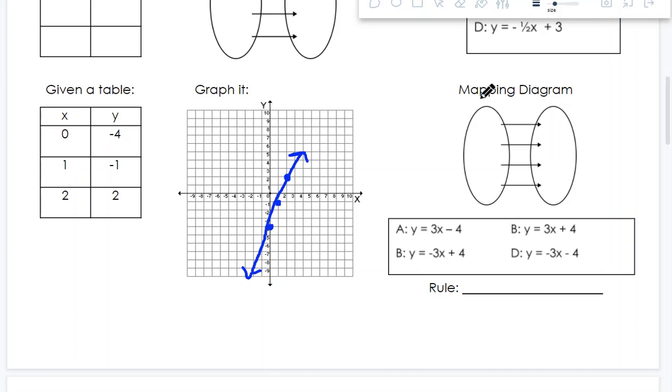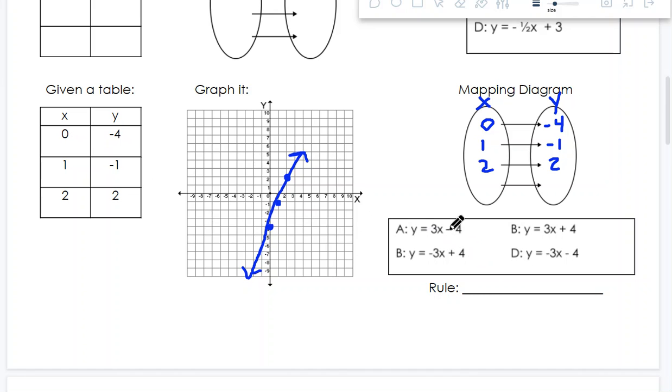All right, my mapping is just my x values on my left and my y values on my right. So 0 is matched with negative 4, 1 is matched with negative 1, and 2 is matched with 2. So now I got to find my rule, right? So I can plug it in. So let's start, I always start with 0 because that's the easiest.